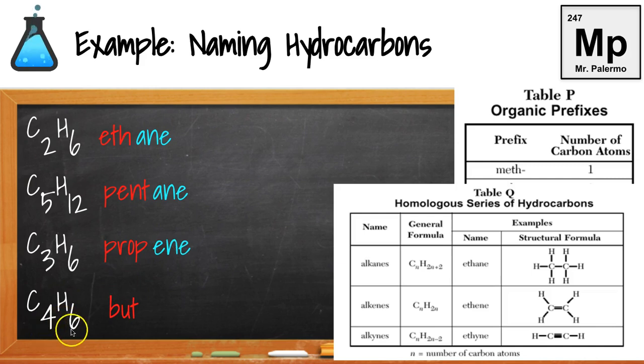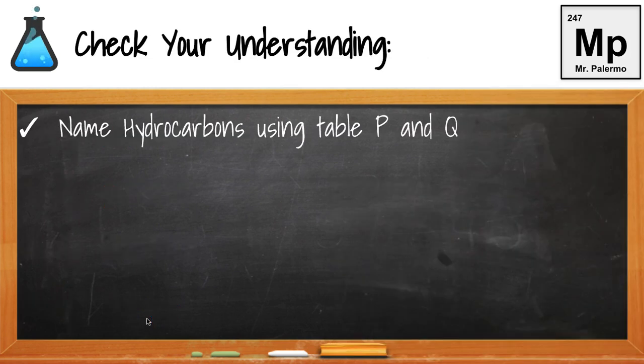And then 4 times 2 is 8. Since this is less than double the amount of hydrogens compared to carbons, this must be an alkyne series because the general formula is less than double the amount of hydrogens compared to carbons. And so the ending is going to be YNE, so this is butyne. Let's check your understanding. Can you name hydrocarbons using table P and Q?